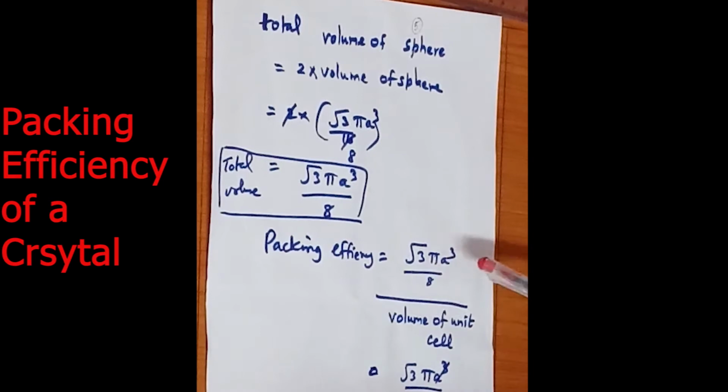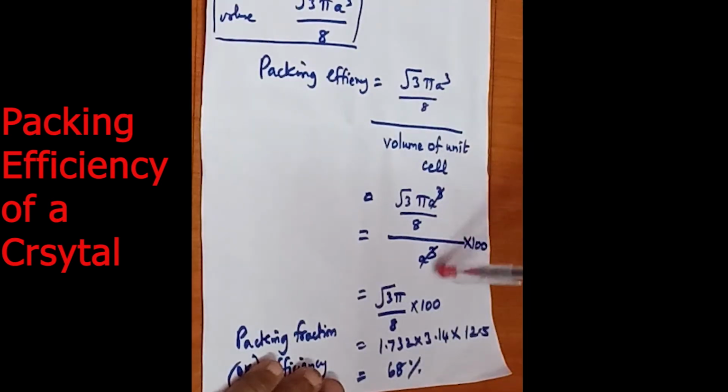So packing efficiency can be determined using the formula. What is the formula? Total volume occupied by unit cell divided by volume of the cube in a unit cell. So when you divide root of 3 pi a cube by 8 by a cube into 100, here you can write root of 3 pi by 8. A cube and a cube will get cancelled.